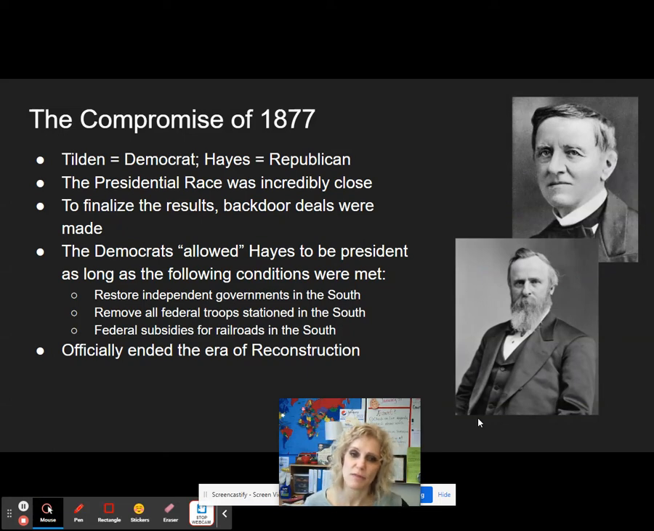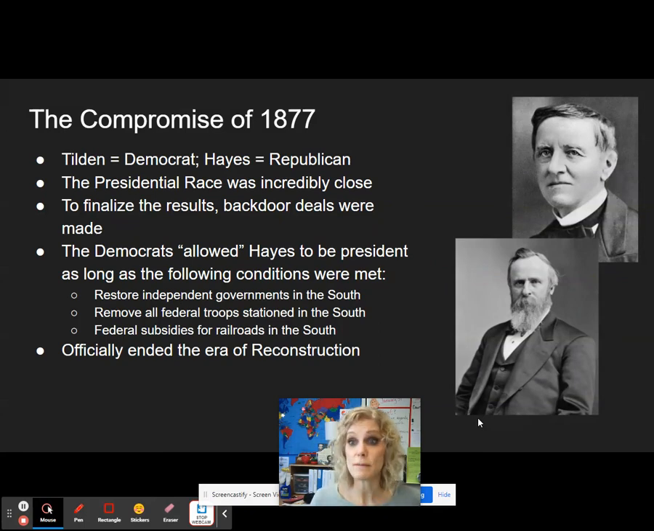Another condition of allowing Hayes to become president was that they wanted additional federal subsidies in order to complete the railroad in the South. Remember that the railroads were incredibly important during this time because they were able to get goods, services, and people quickly from one place to the other, which helped the economy. During the Civil War, Lincoln had focused on building railroads in the North, but not the South. So the South was lagging behind, and this was a part of their agreement.